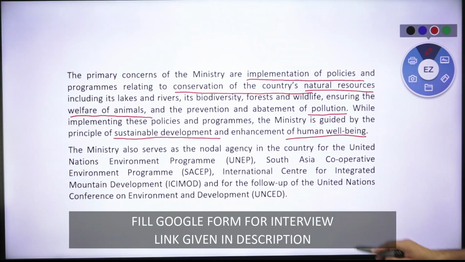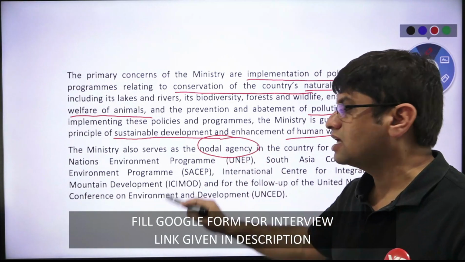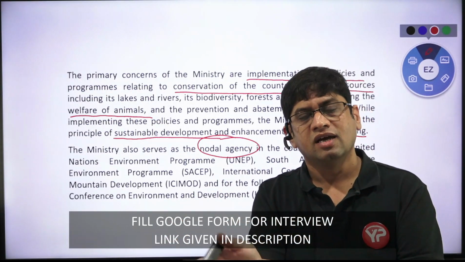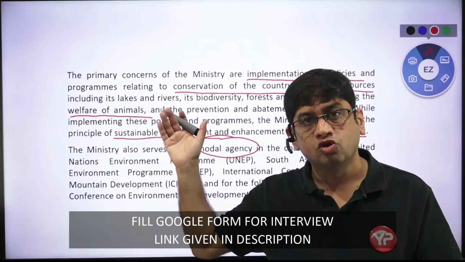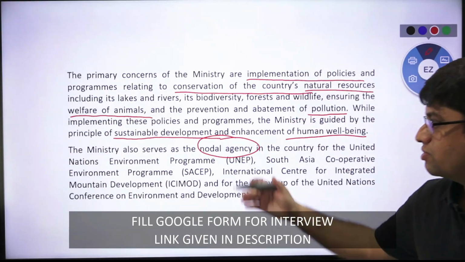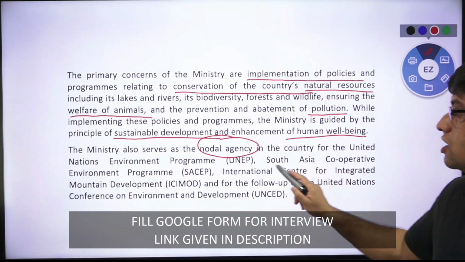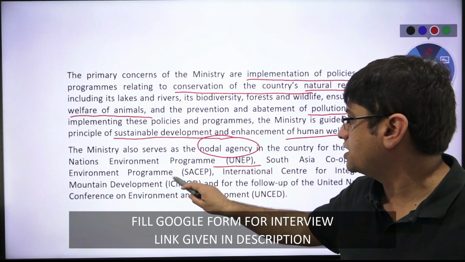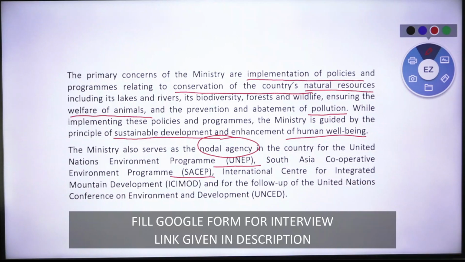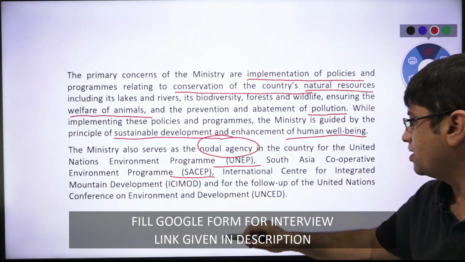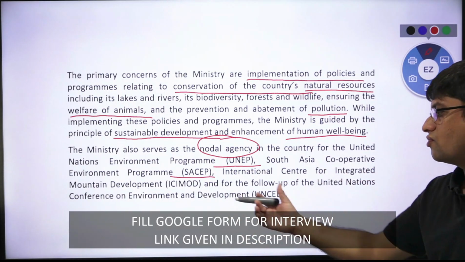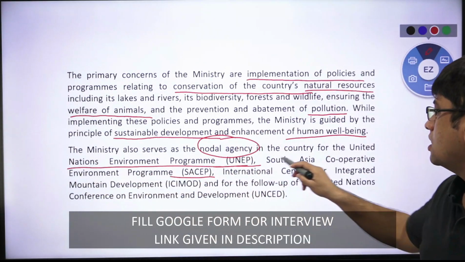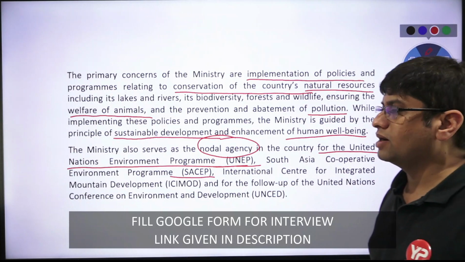Now, this ministry is also a nodal agency. That means any international body, whenever they want to do something in India related to these domains, then this is the ministry. That is the meaning of nodal agency. For whom? United Nations Environment Program, South Asia Cooperative Environment Program, International Centre for Integrated Mountain Development, and United Nations Conference on Environment and Development. The most important among them is United Nations Environment Program.